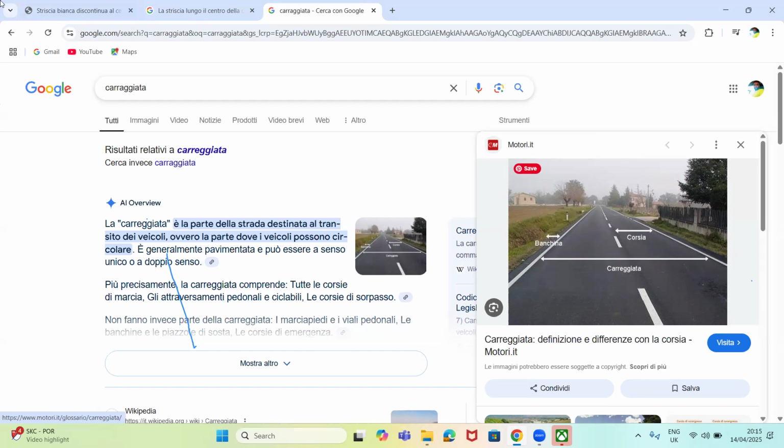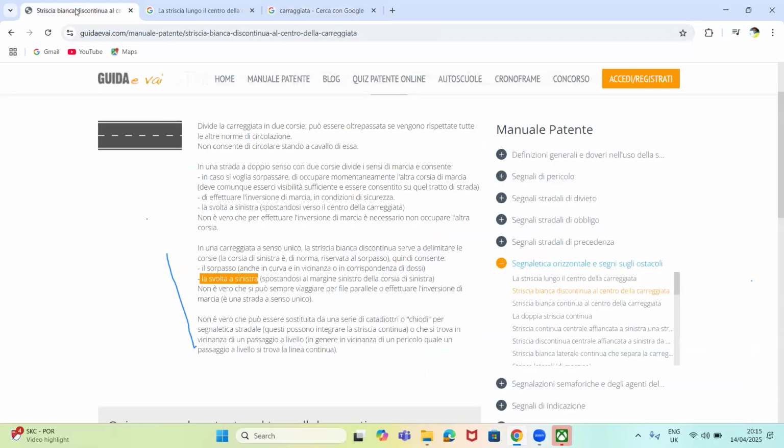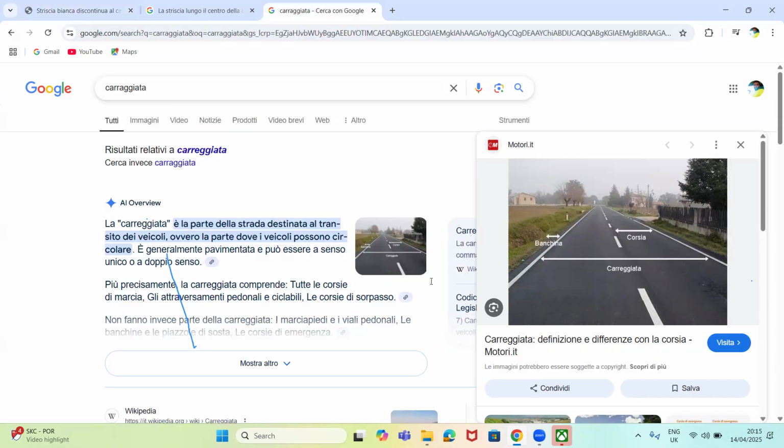Watch. This is what I'm teaching you. It comes out in the quiz. La svolta a sinistra. How do I do it? Spostandosi al margine sinistro della corsia di sinistra. Simple. If I want to turn to my left, because I'm in a senso unico, I have to stay in this particular corsia first of all, because I want to turn here. They say I should stay in the margin line, not in the center anymore, in the margin line of the carreggiata. So it will be easier for me to turn.